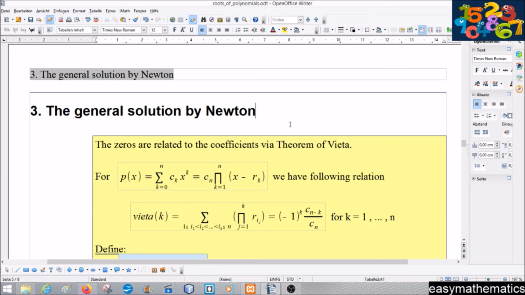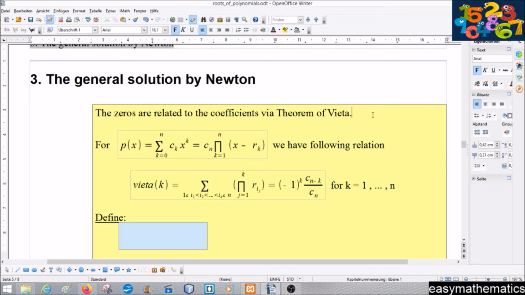And there is of course a general solution, in this case by Newton. First I want to say that the zeros are related to the coefficients via the theorem of Vieta. You know that? For a polynomial of degree n of the form sum of ck times x to the power k, if we factor out cn, then we can write this also in a factor form. And the coefficients and the roots are given via this formula. I called it Vieta of k.